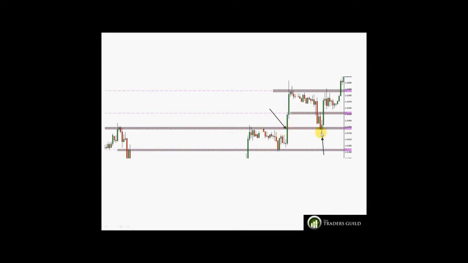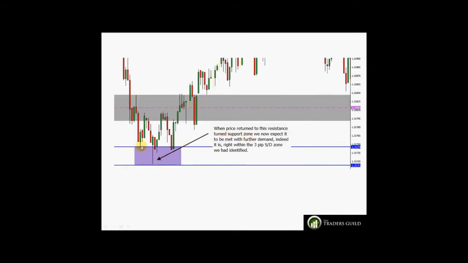Okay, so now we're scrolling over to the 1 minute time frame for when we had the first retrace back to the former resistance turned support zone. Okay, so this is scrolling across from the previous chart. And we can see this was where the demand was met on the first retrace and price subsequently bounced.